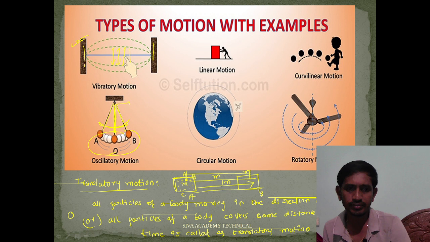This is the mean position, the starting position. About this mean position, the body which is making a to and fro motion, that is oscillation. That type of motion is called oscillatory motion. Circular motion we have just discussed, rotation also, and curvilinear also. These are the types of motions.